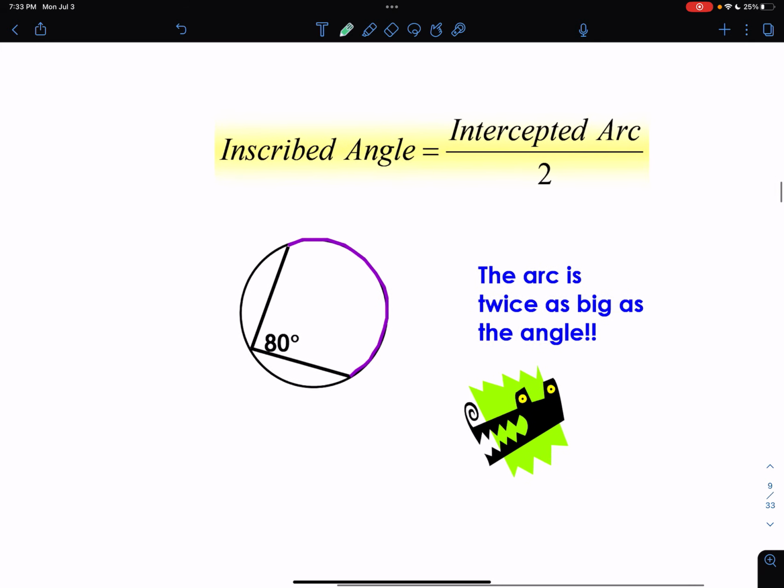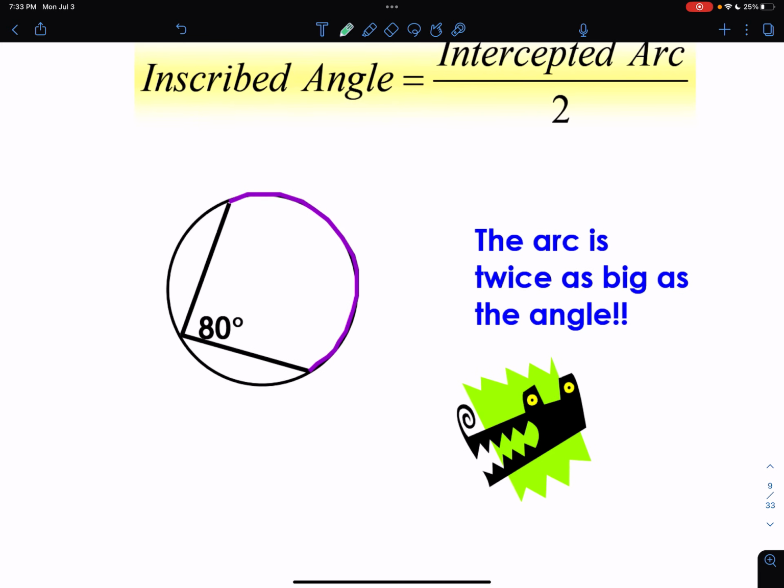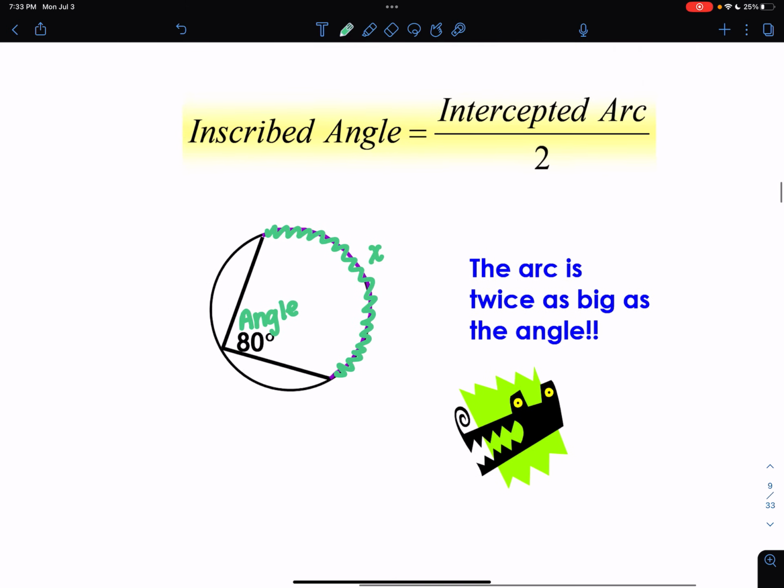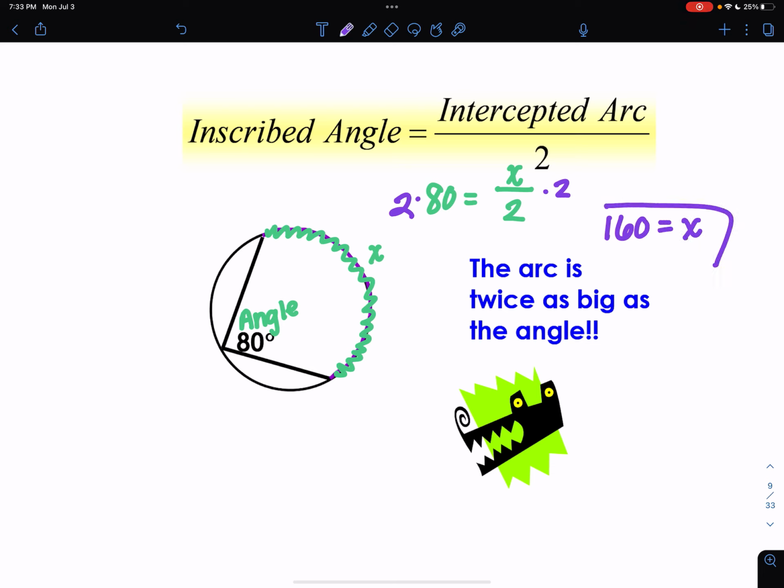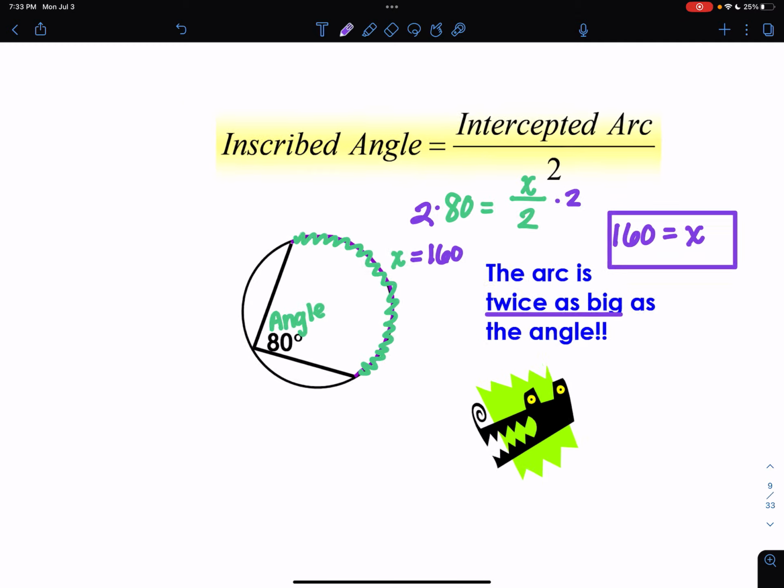All right, so let's take a look at this one. We've got the angle, and we need the arc, right? So if I call my arc X and I plug into that formula I just showed you, that says 80 equals X over 2. So multiplying both sides by 2, 80 times 2 gives us 160 for X, our arc. Remember, the arc is going to be twice as big as the angle.